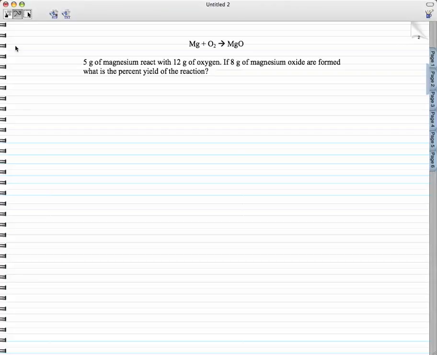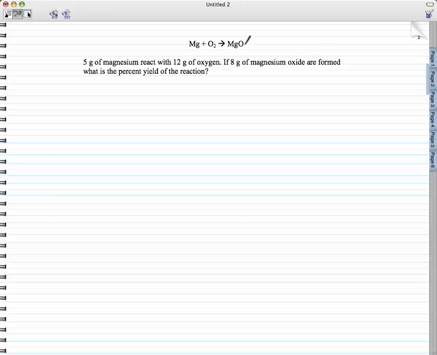Okay, and continuing with our final review, what we have here is a stoichiometry problem. So stuff that involves limiting reactant, theoretical yield, and percent yield all in one. And so we have an equation, it's not balanced. We need to balance this equation first.